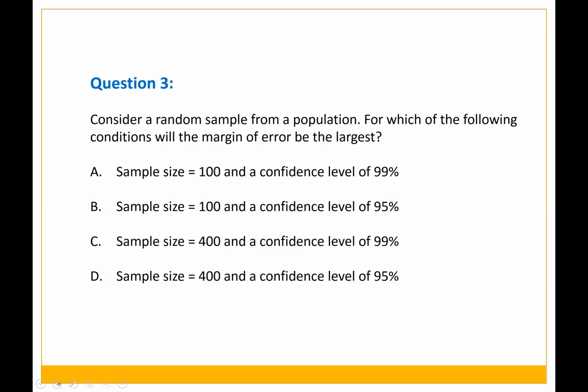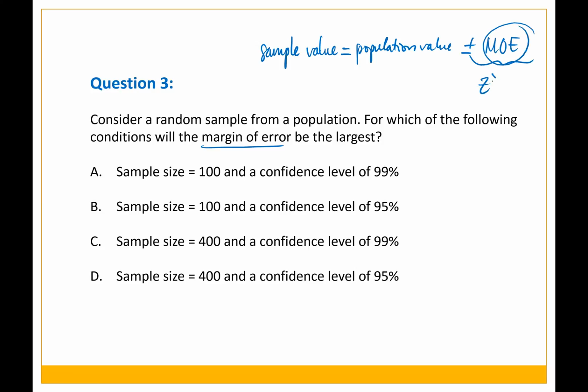Consider a random sample from a population. From which of the following conditions will the margin of error be the largest? Now, the margin of error is what we have. What is a sample value? It's going to equal the population value plus or minus margin of error. So the margin of error here contains Z star and the SEM that we have. So let's think about it.